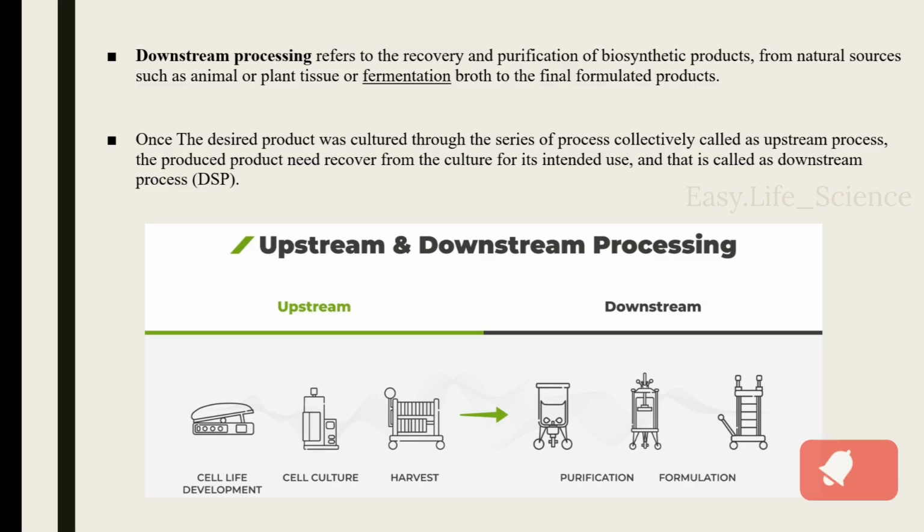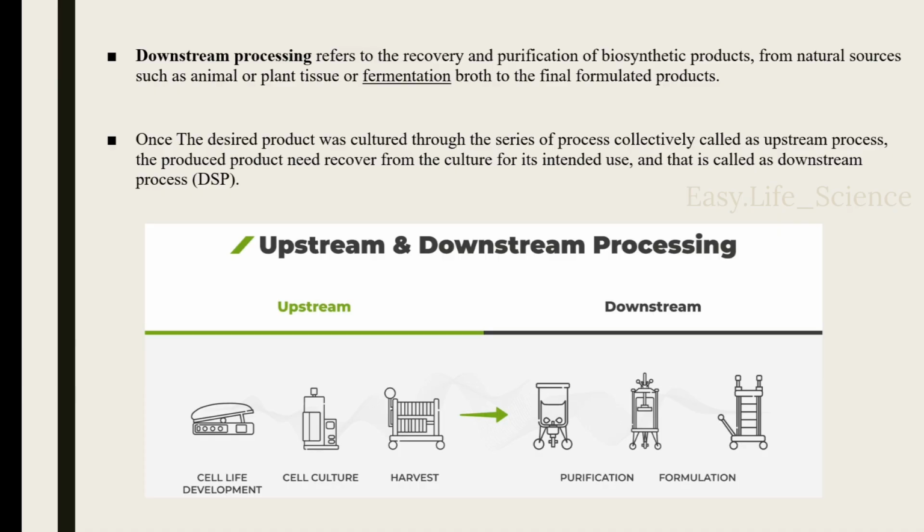Once the desired product has been cultured through a series of processes collectively called the upstream process, the produced product needs to be recovered from the culture for its intended use, and that is called the downstream process, DSP. From the starting of the culturing, reactor designing and monitoring, inoculation and incubation, to recovery of the final desired product is mainly divided into two processes, namely, upstream process and downstream process.